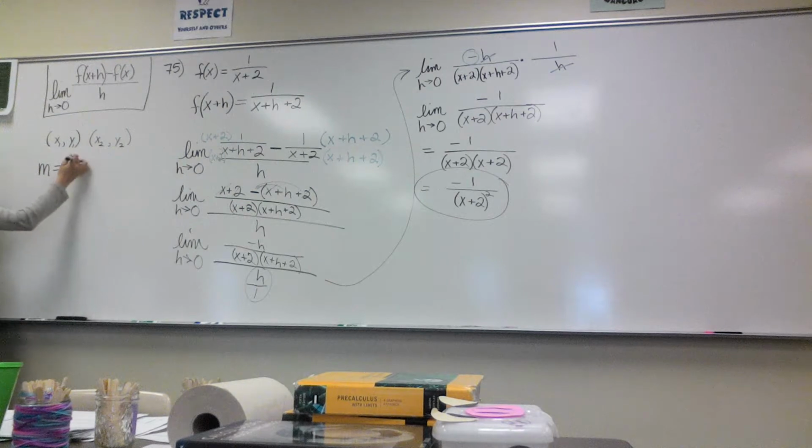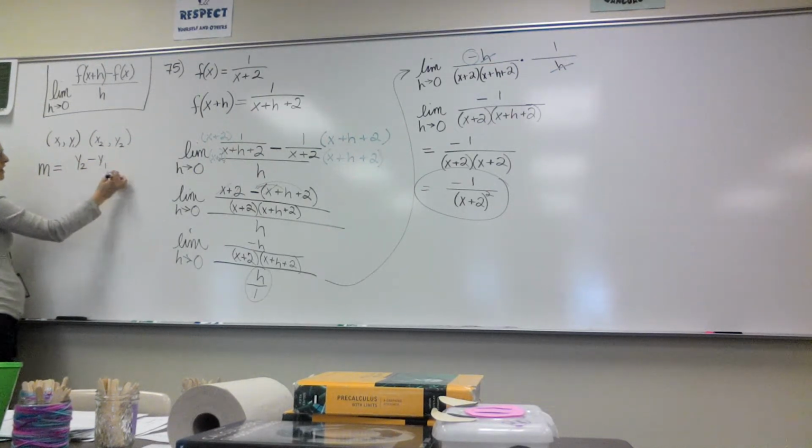Good, okay. Which one goes where? Y's on top, very good. Rise over run, remember? So vertical change is on top. So y2 minus y1 over x2 minus x1.